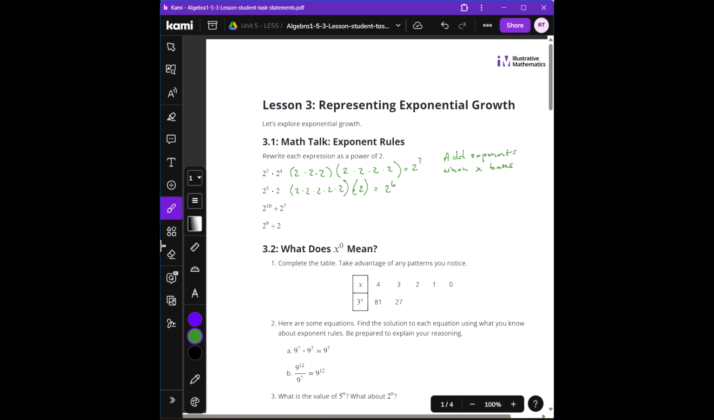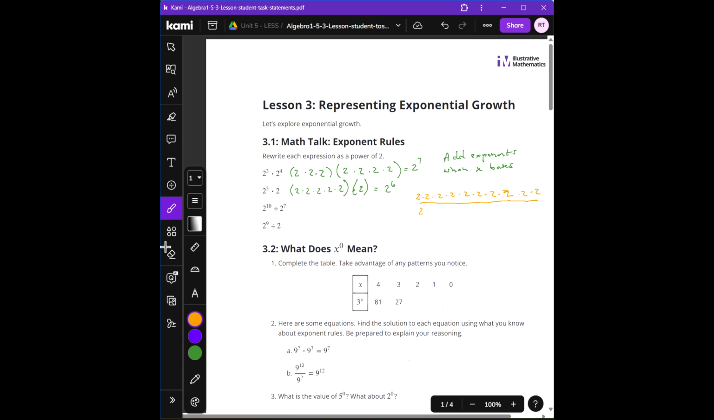Now, when we look at the next one, these are division problems. So I'm going to come over here just to give myself a little bit more space. But we have 2 to the 10th. So let's go ahead and write that. So I have 2 times 2, 1, 2, 3, 4, 5, 6, 7, 8, 9, and 10. And now we're going to divide that by 2 to the 7th.